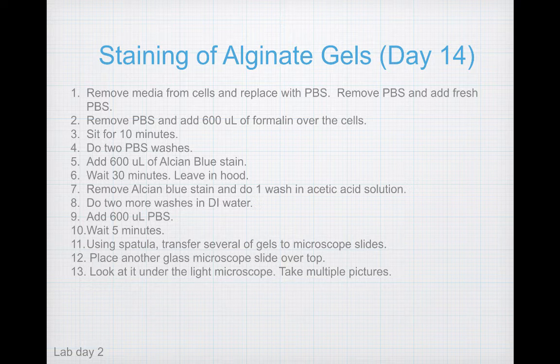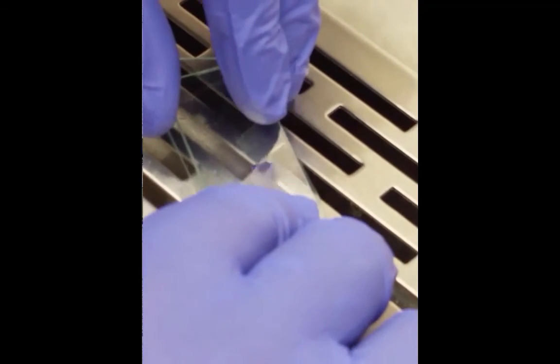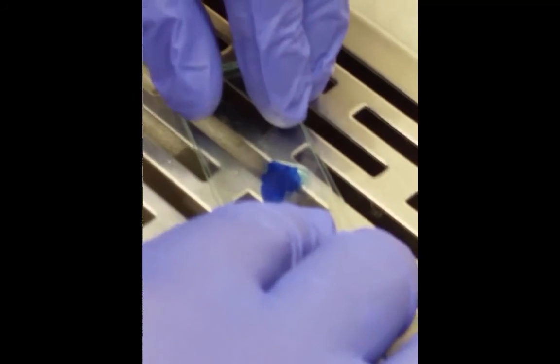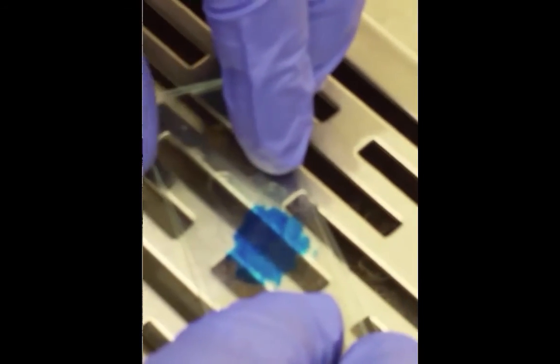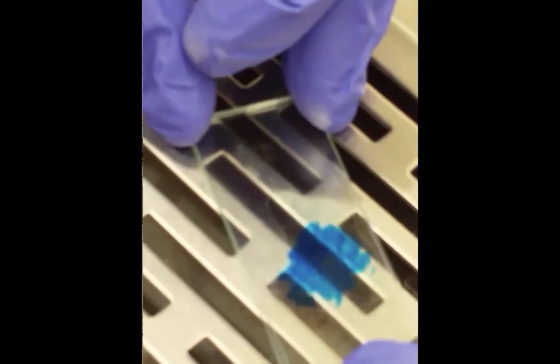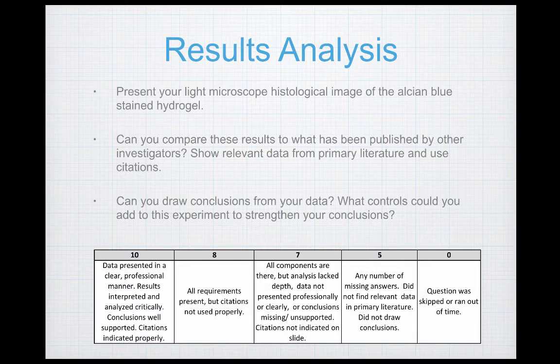Now once your group has secured a spot on a microscope, just use some tweezers or a spatula to transfer the alginate gels to the microscope slide. And here's a picture of an alginate gel that was placed on a microscope slide. You place a second microscope slide on top of that, and you'll push them together as much as possible. The idea here is to get that gel as thin as possible so that light can shine through. And then you can take pictures with the light microscope.